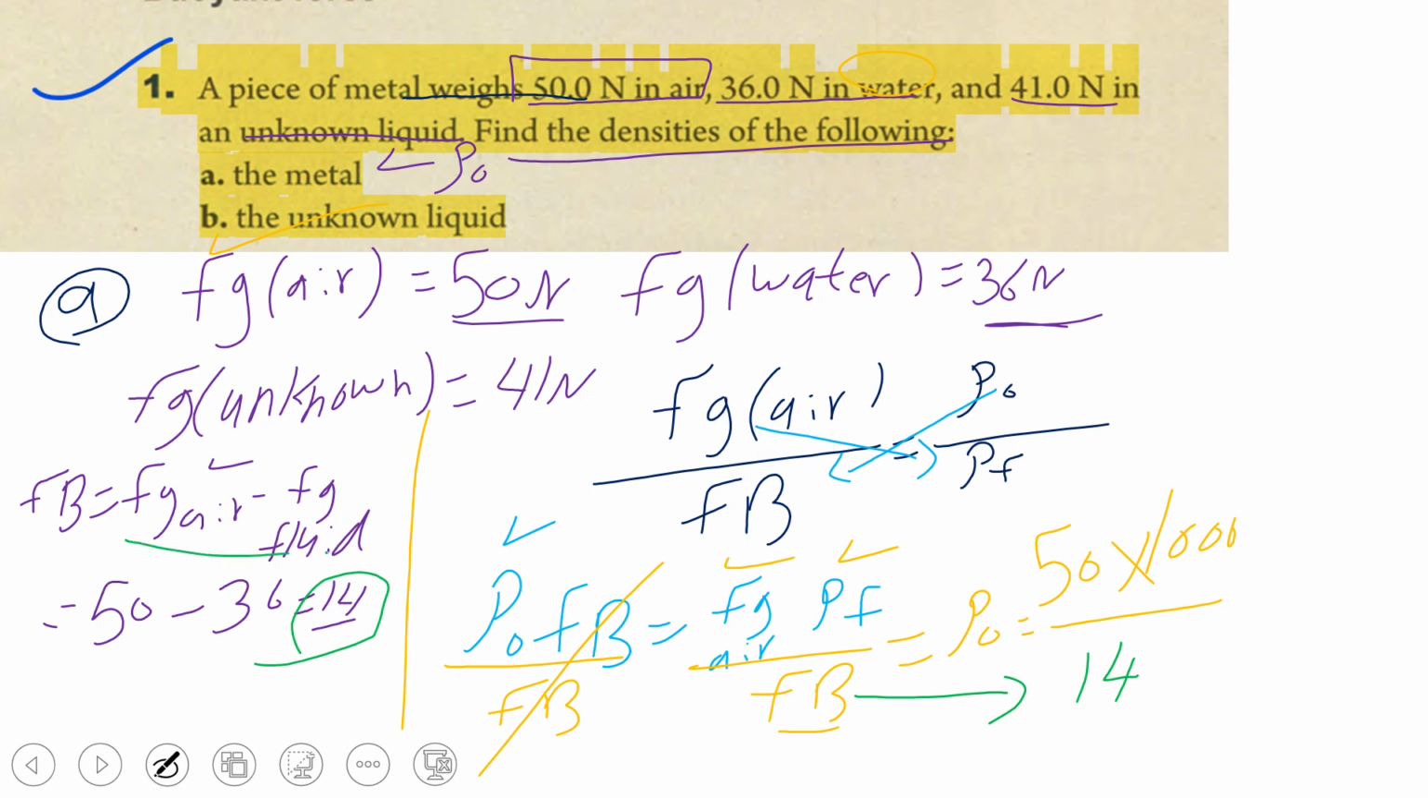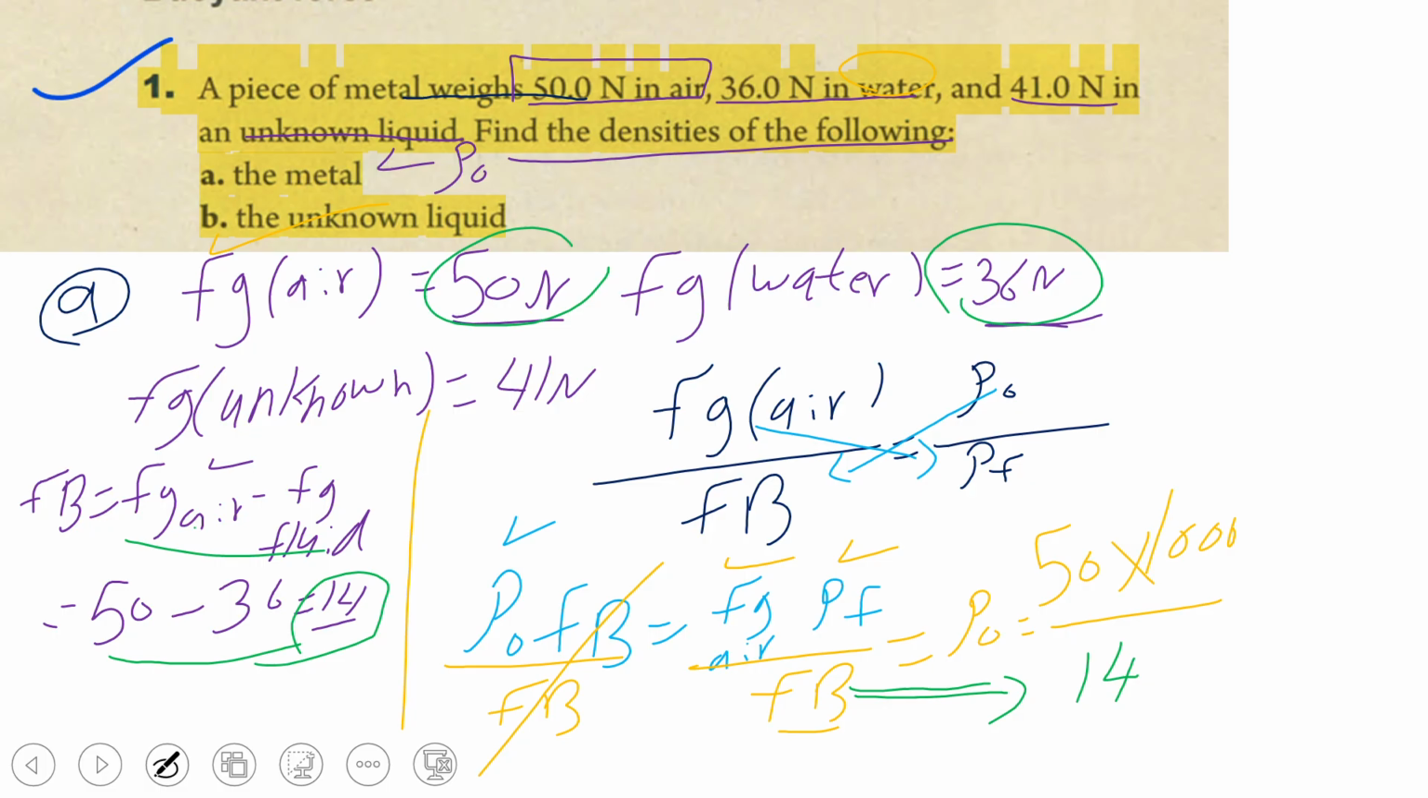In that rule, Fg of the object in air minus Fg of the object in fluid: in air we have 50, minus in water, 36. So 50 minus 36 is 14. So instead of the value of the buoyant force, write 14.